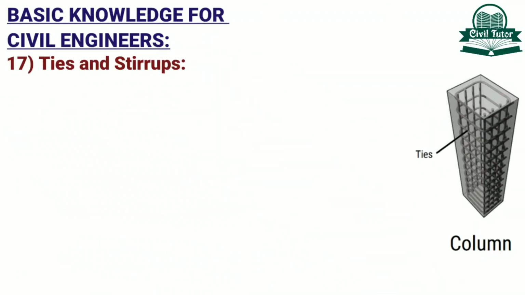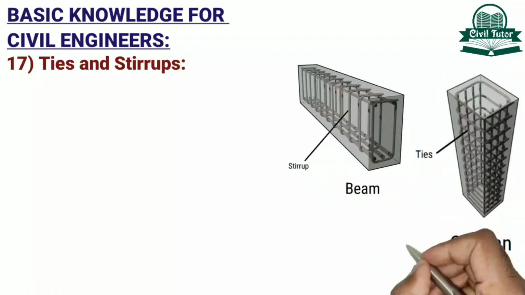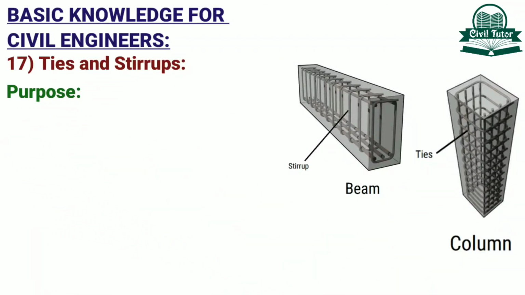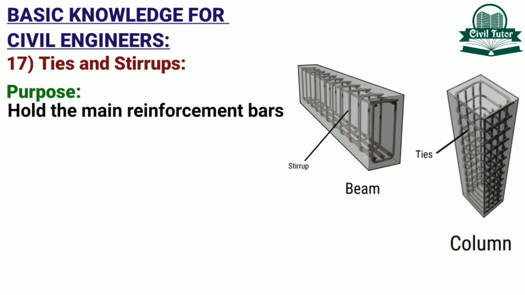The transverse reinforcement bars provided in columns are named as ties, and the transverse reinforcement bars provided in beams are known as stirrups. The purpose of providing these bars is to hold the main reinforcement bars in position while pouring of concrete mix both in columns and beams.